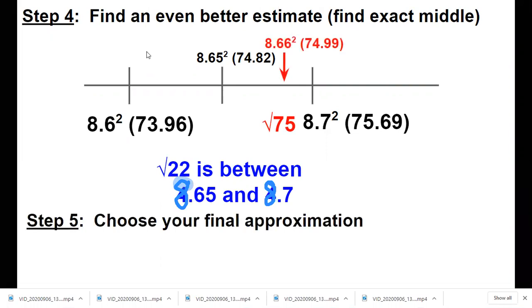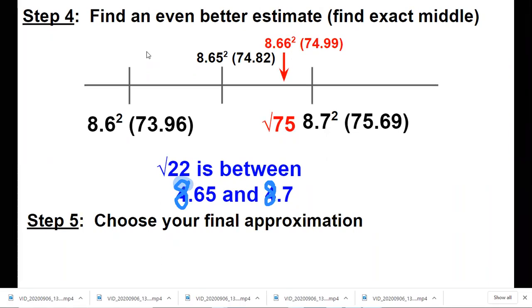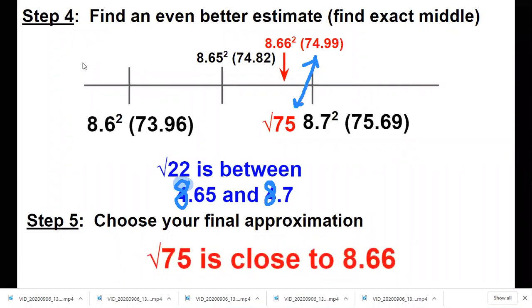What is our final approximation? 8.66 is the final approximation. If I was to multiply 8.66 by itself, I get 74.99. That is extremely close to 75, right? So that's a very good approximation. We can never be exact, right? We can never get exactly 75 when we do this. So 75, or square root of 75, is close to 8.66.